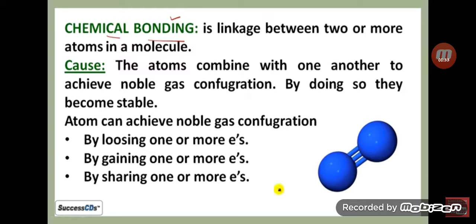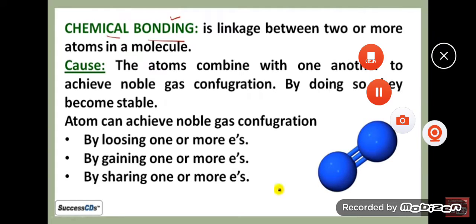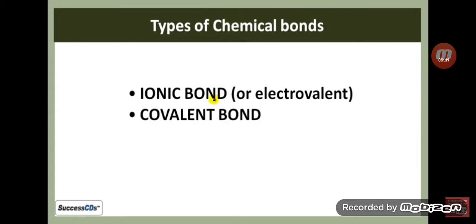Now, how can an atom achieve a noble gas configuration? Either by losing one or more electrons, or by gaining one or more electrons, or by sharing one or more electrons. Now, chemical bonds are of two types. One is ionic bond, also called electrovalent bond, and the other is covalent bond.